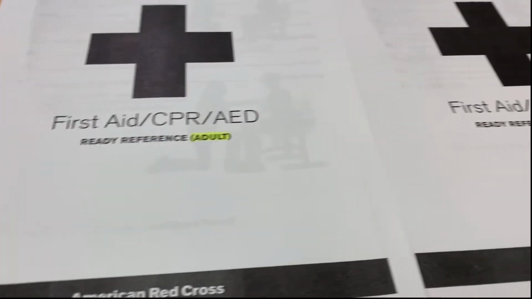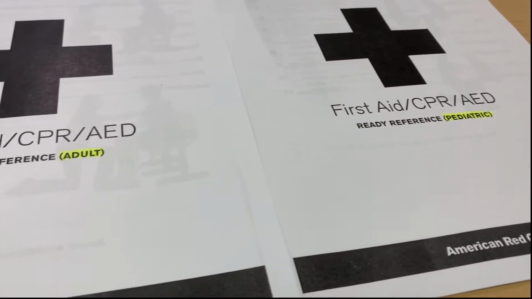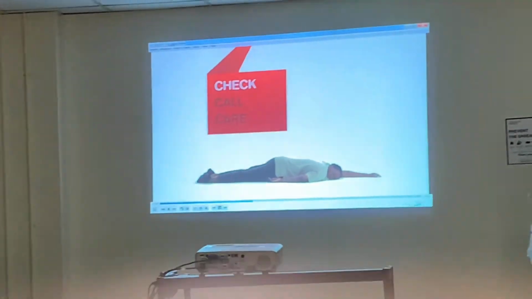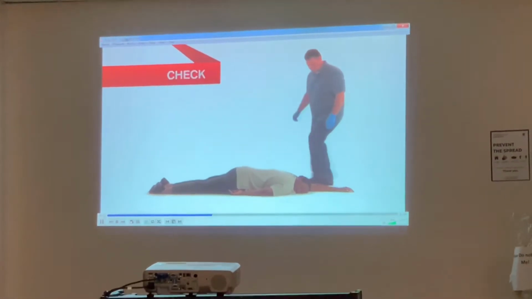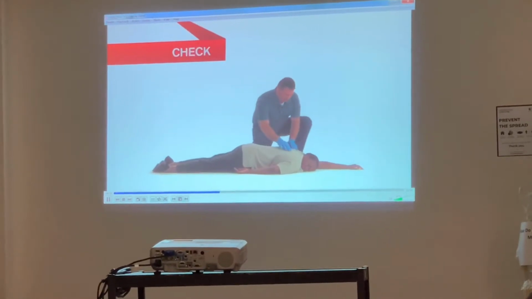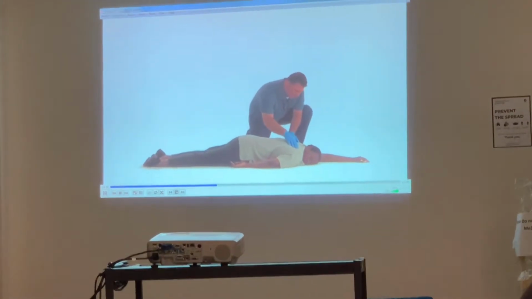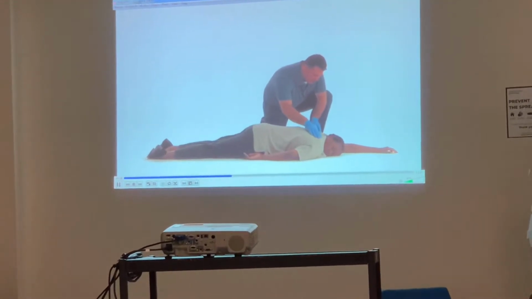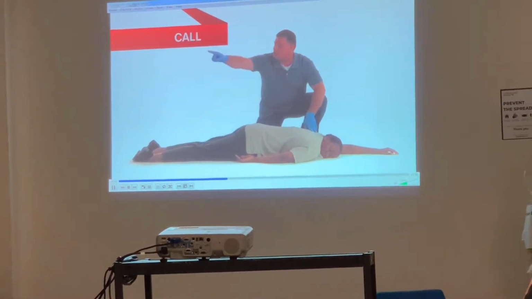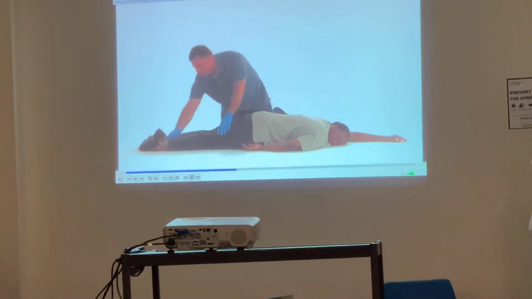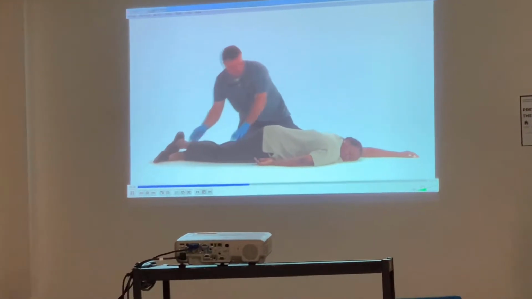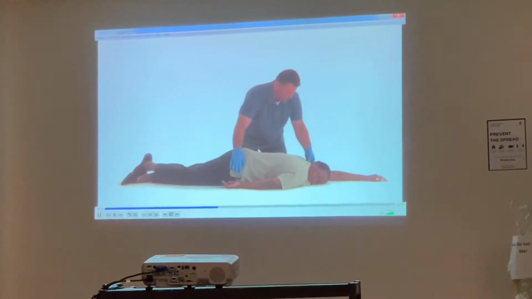And you know what to do. After it's over, then there's this check, call, care. Check the scene for safety. For a child, obtain consent from a parent or guardian if present, then check the person for responsiveness. If the person doesn't respond, call for help. If the person is face down, gently roll the person face up, keeping the head, neck, and back in a straight line so you can provide care.